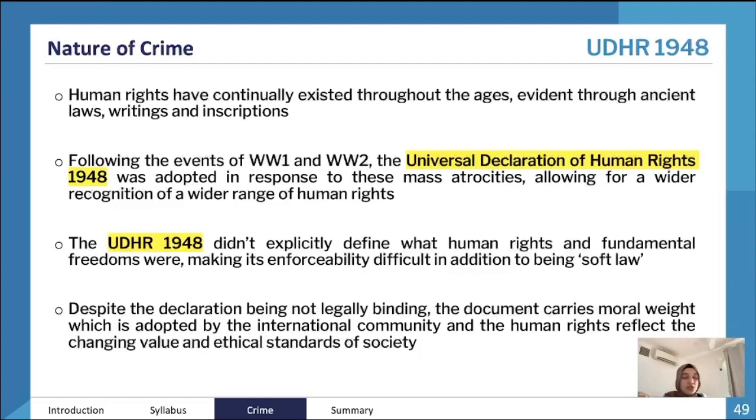So it is still a soft law, and again, state sovereignty, again and again. That's the biggest area of ineffectiveness within the system. Okay, so despite the declaration not being legally binding, the document carries moral weight, which is adopted by the international community. But again, if people want to do what they want to do, there's nothing that will stop them.